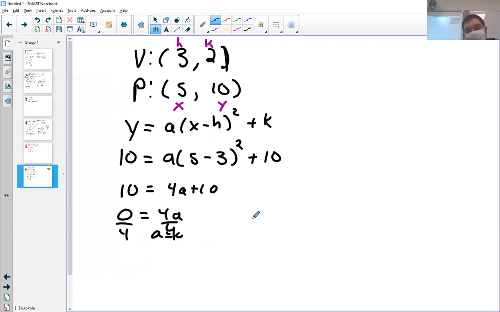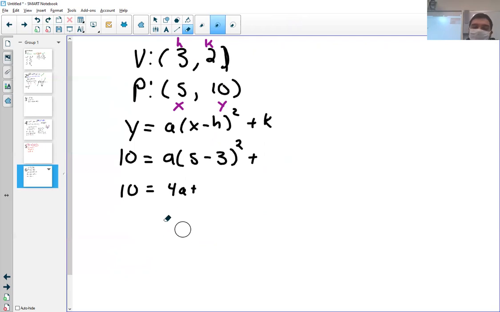Wait, did I do something wrong? How did I get 2? Oh, I know what I did. This is not 10. That should be 2, and then you subtract your 2 and you get 8. It's 2. This is 2. Okay, much better. 8 equals 4A.